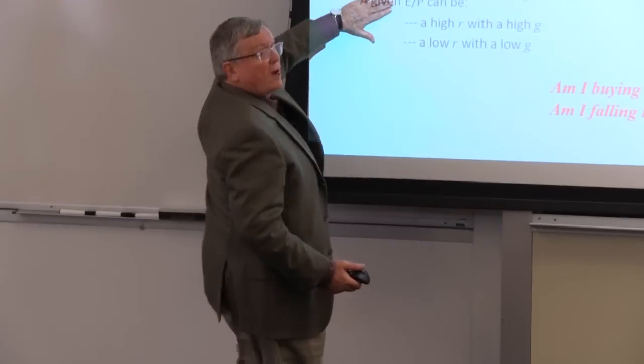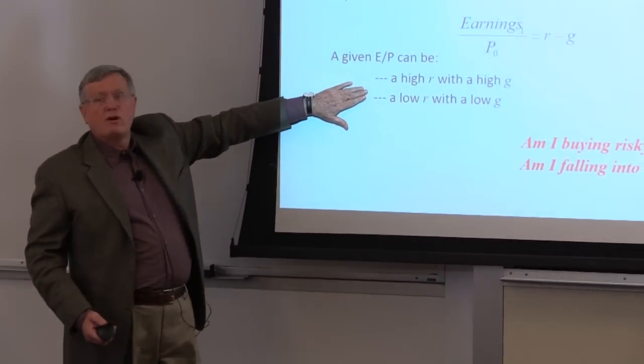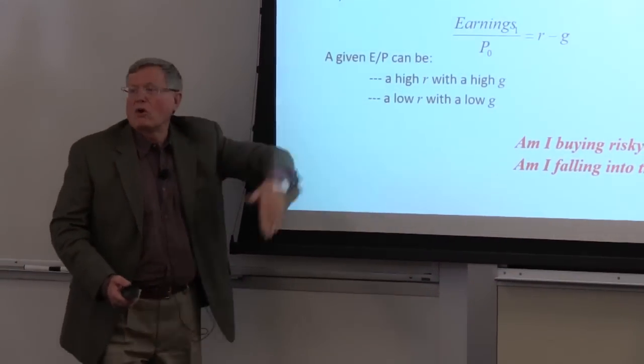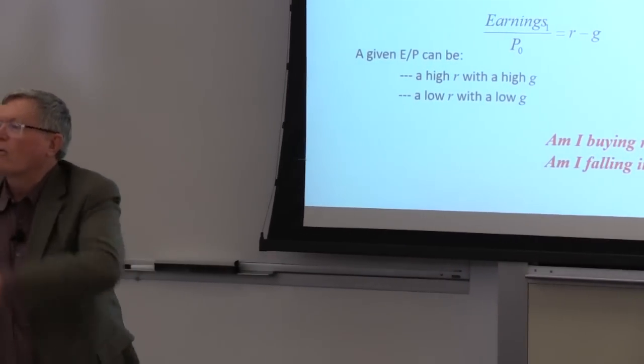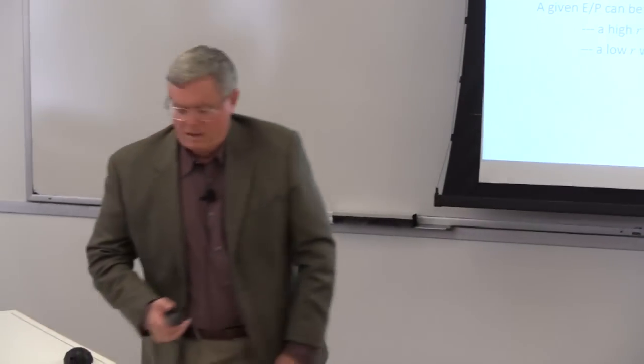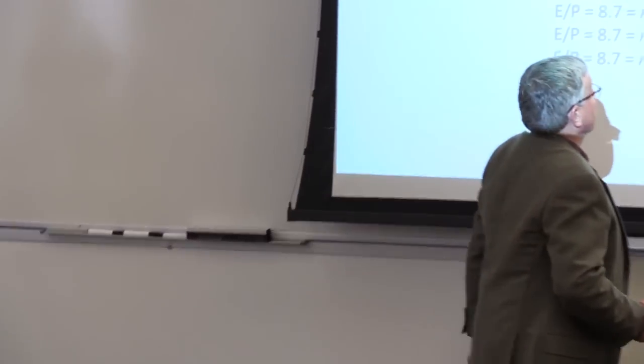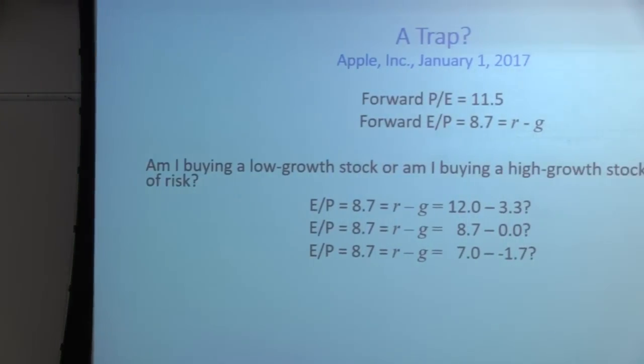So for a given earnings to price or a PE ratio, am I buying a firm with a high R and a high G, or a low R and a low G? What risk am I taking on, okay? That's the question you've got to ask when you're buying a given PE ratio.